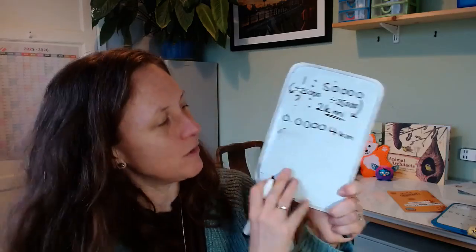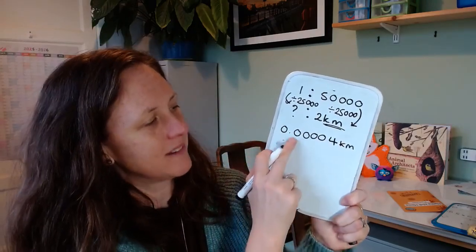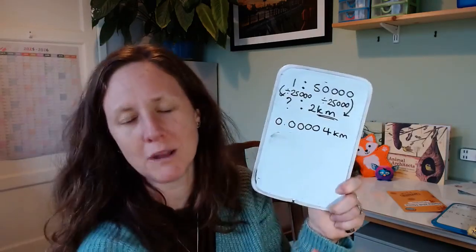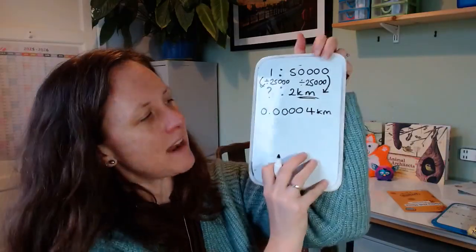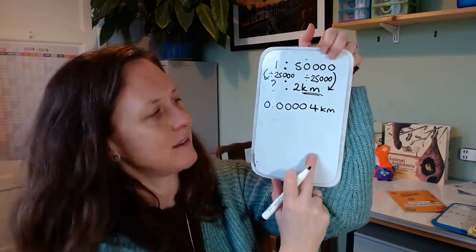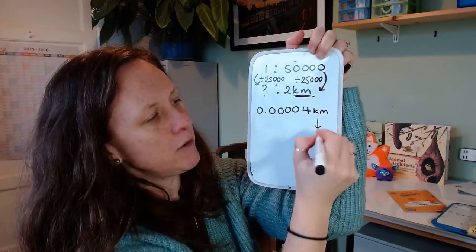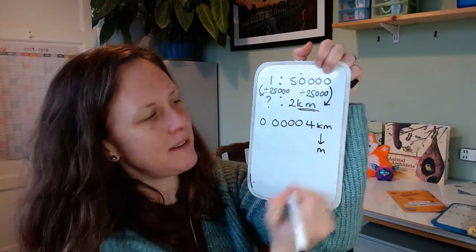It's just that we don't tend to talk about 0.00004 kilometres. We tend to talk about centimetres in this case. So then I would want to convert that back into centimetres. So if I want to go, I would do this in 2 stages. I would go to metres first of all.